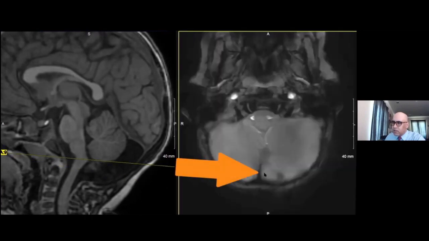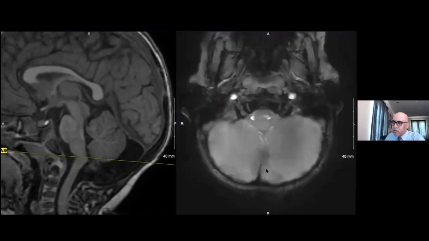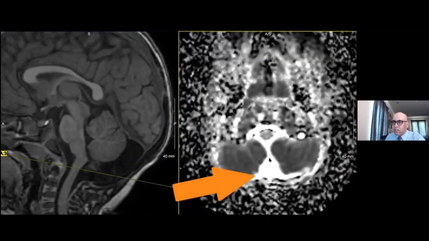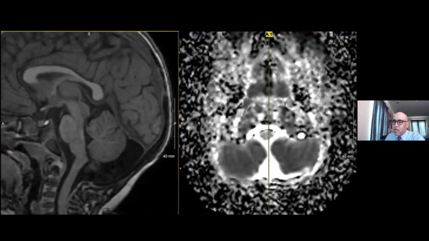We do not see any susceptibility abnormality within, so we know that it is likely not going to be hemorrhagic. We see facilitated diffusion. There's no diffusion restriction, so this does not represent an epidermoid cyst. So what does that leave us? We have an arachnoid cyst that's inferior to the cerebellar vermis, an infravermian arachnoid cyst.